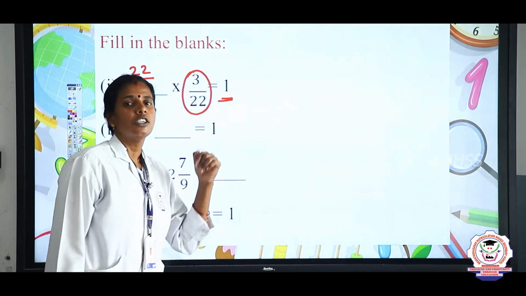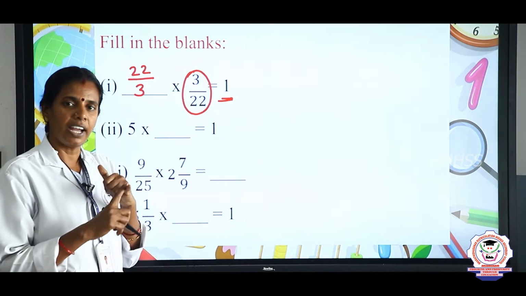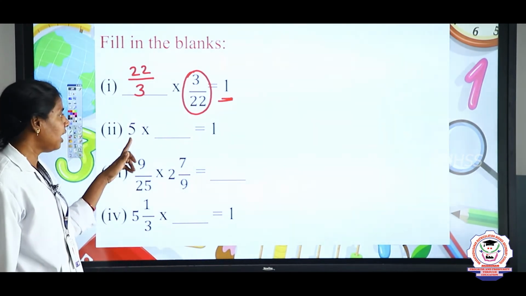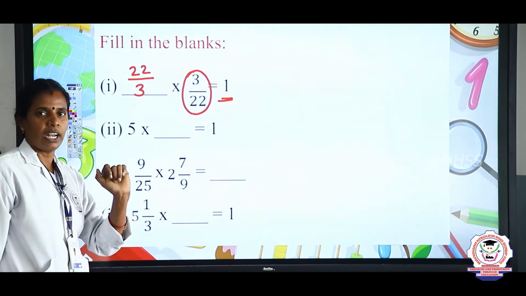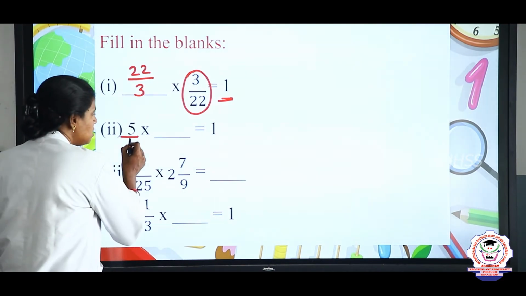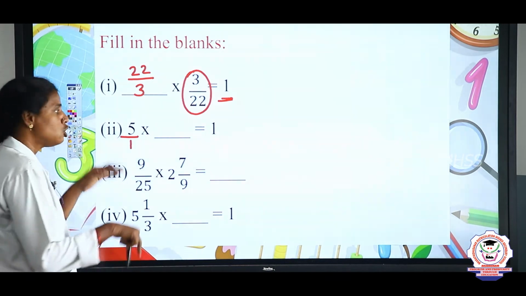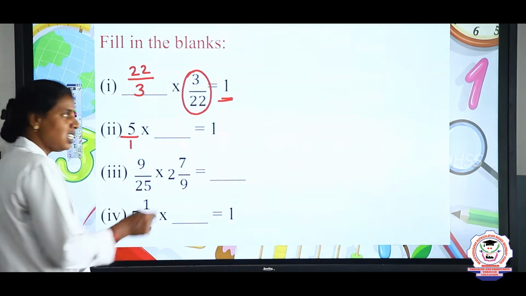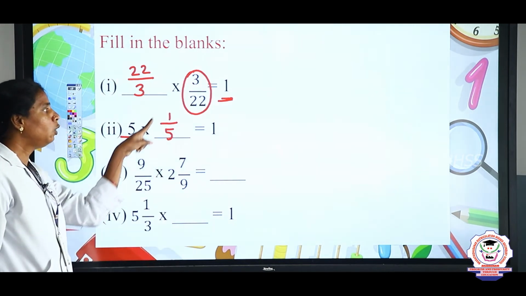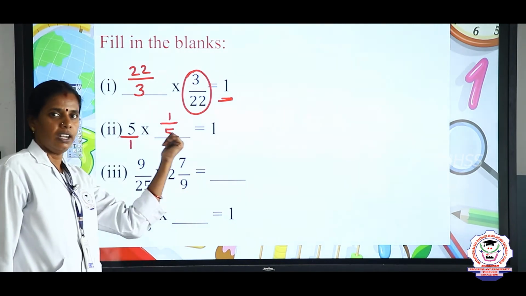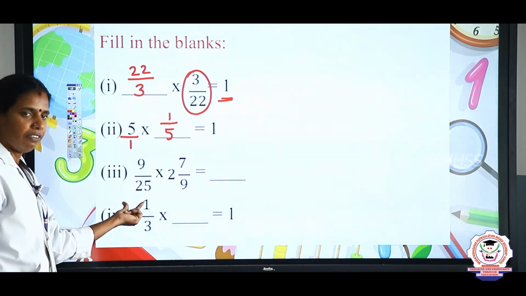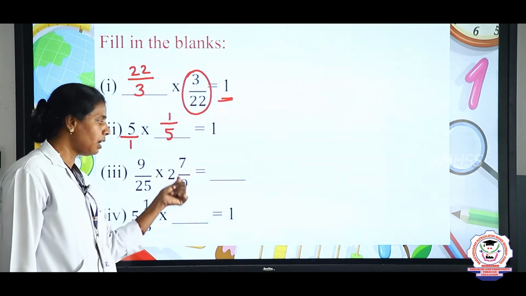Is it clear? So remember that the product of a fraction and its multiplicative inverse is always 1, children. See, 5 into dash equal to 1. What is the multiplicative inverse of 5? We will consider this 5 as 5 by 1. So the multiplicative inverse of this 5 by 1 is, yes, 1 by 5. Very good. So 5 by 1 into 1 by 5 gives 1. Okay. Here the next question is 9 by 25 into 2 7 by 9.